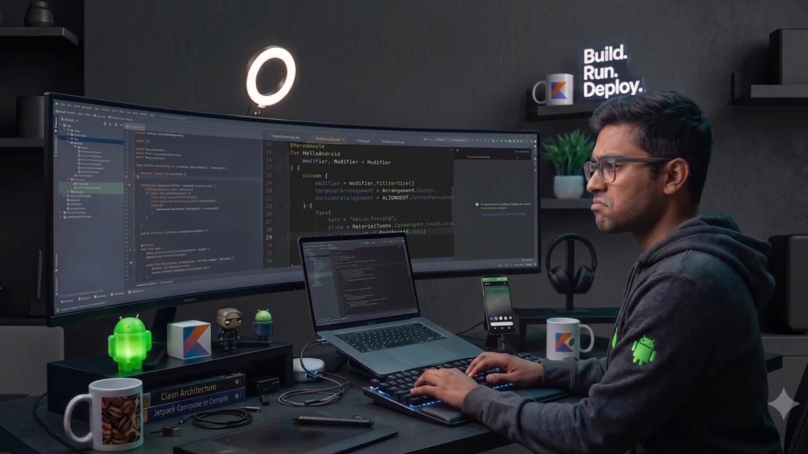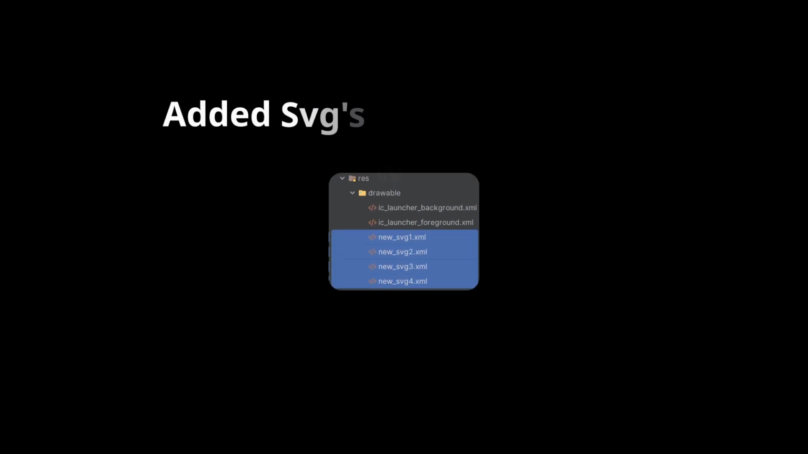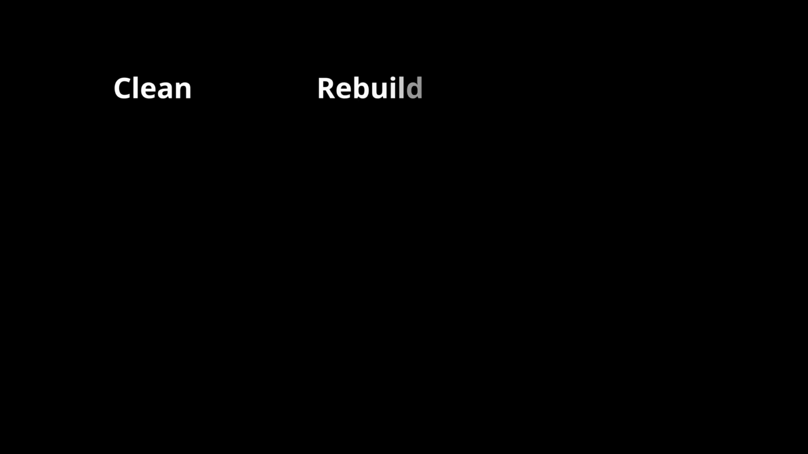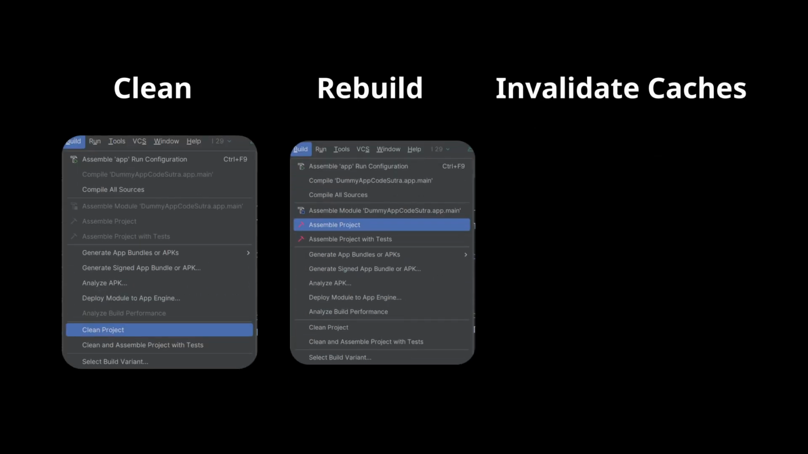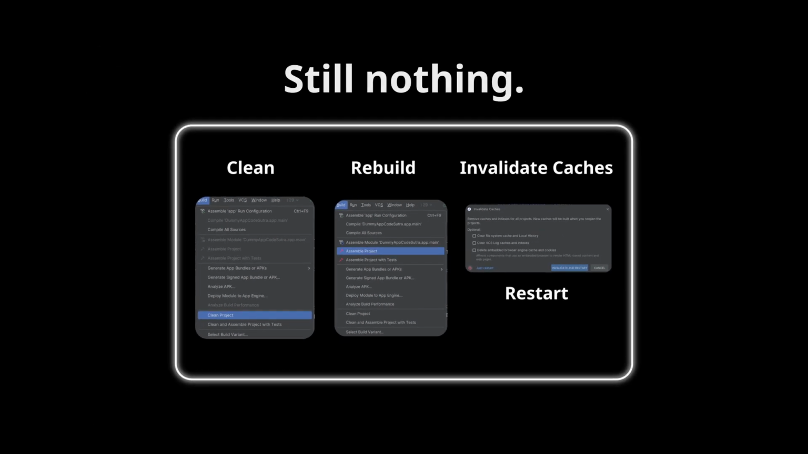So I started trying random things. I deleted those SVG files, added them again with different names. Still the exact same problem. Then I did what every desperate Android developer does. Clean project, rebuild project, invalidate caches, restart Android Studio, the whole package. Still nothing. Then things started getting weird.